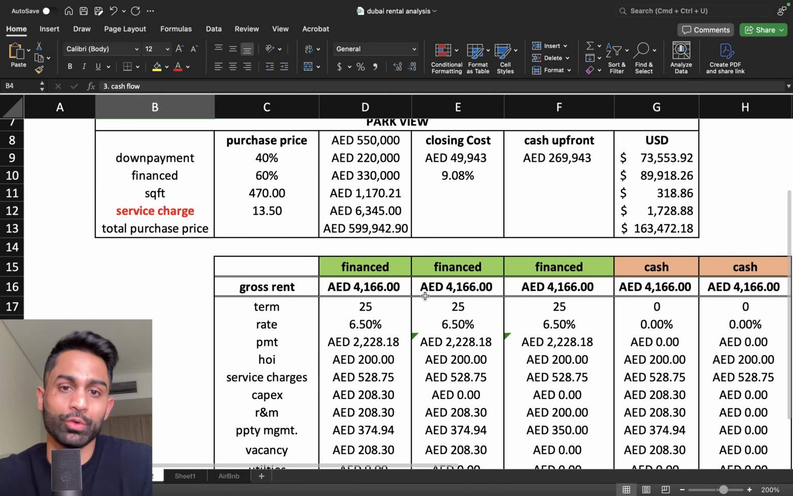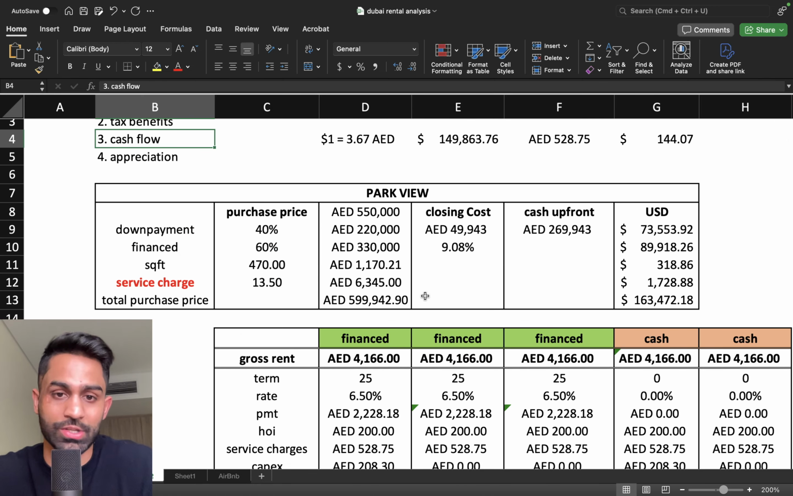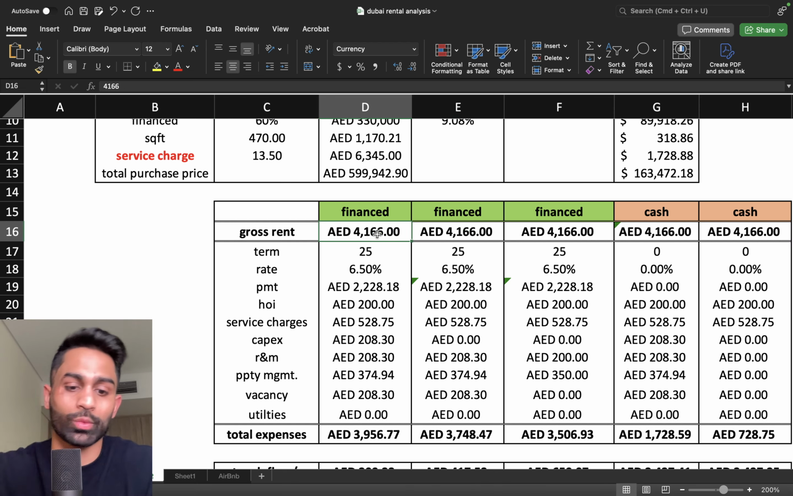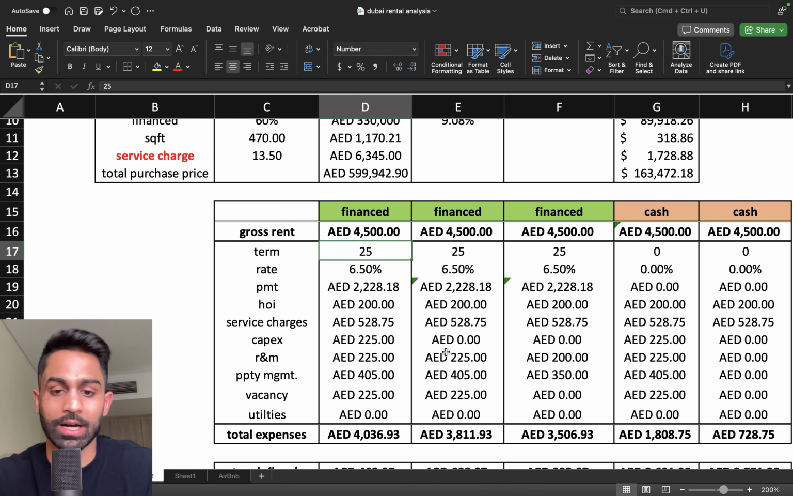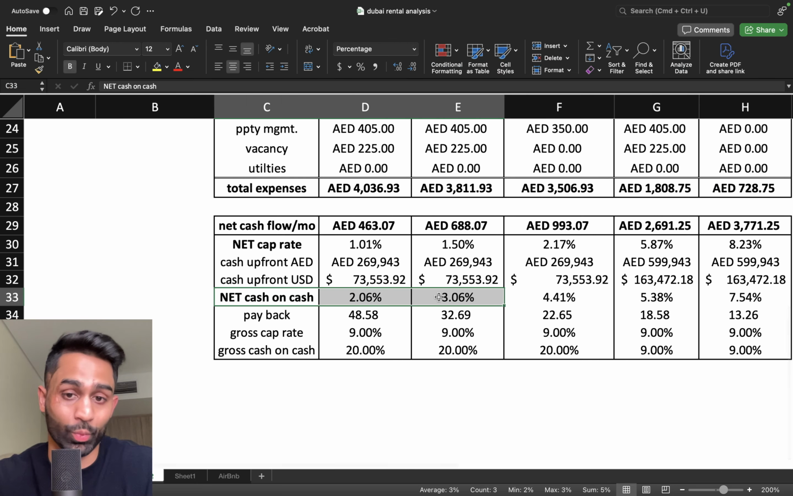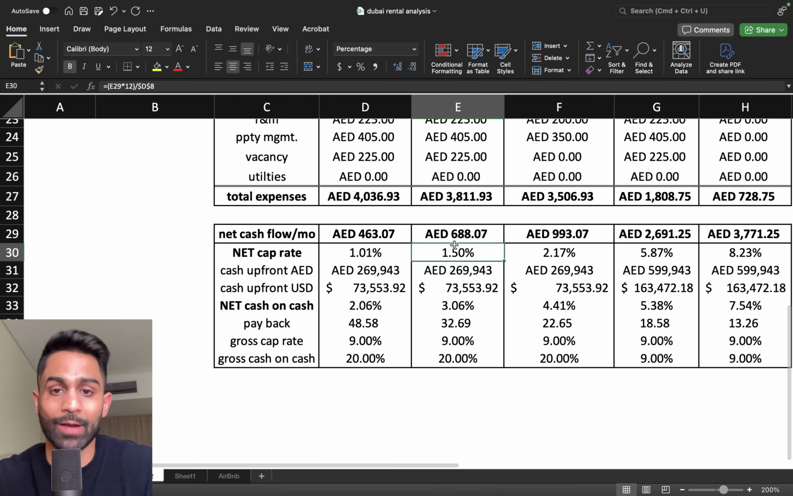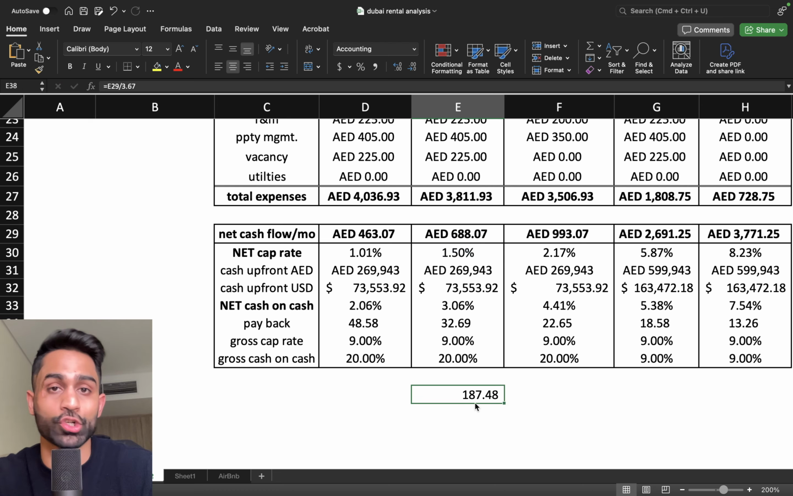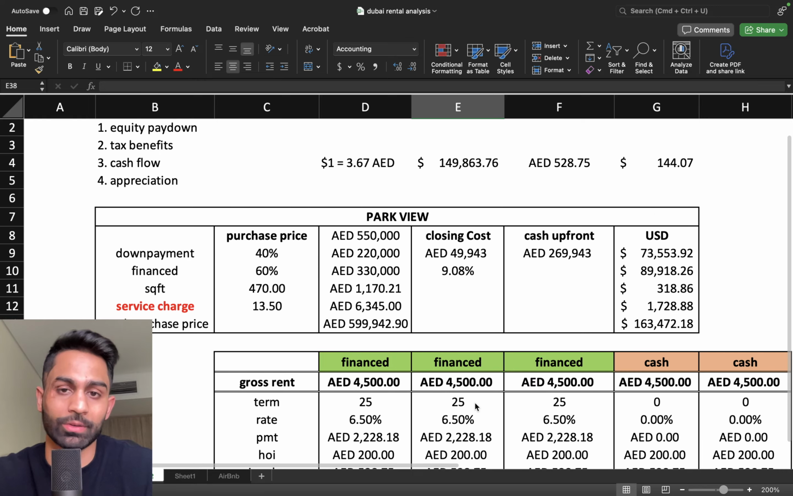So you need to work with a few numbers here, and that's exactly the whole idea of this model, to work with the purchase price and work with the gross rent. So look what happens if you raise the rent next year to 4,500 per month. Now we're looking at a net cash on cash of over 3%, a cap rate of 1.5, and we're netting about 688 dirhams per month, which again, if you do the math, is around $187 per month in net cash flow. That's exactly what we want to see from this model.